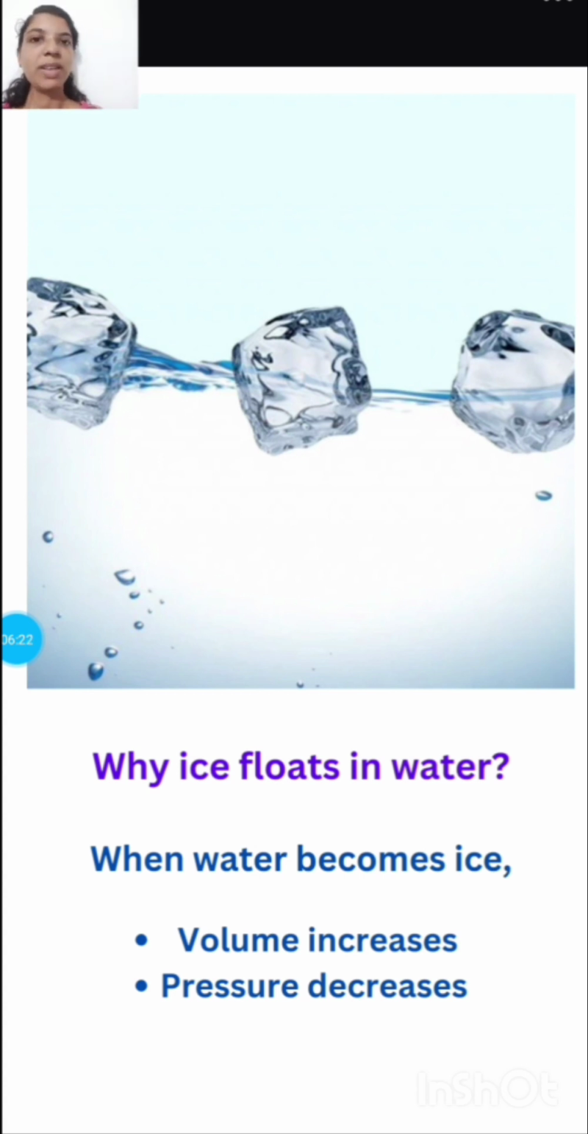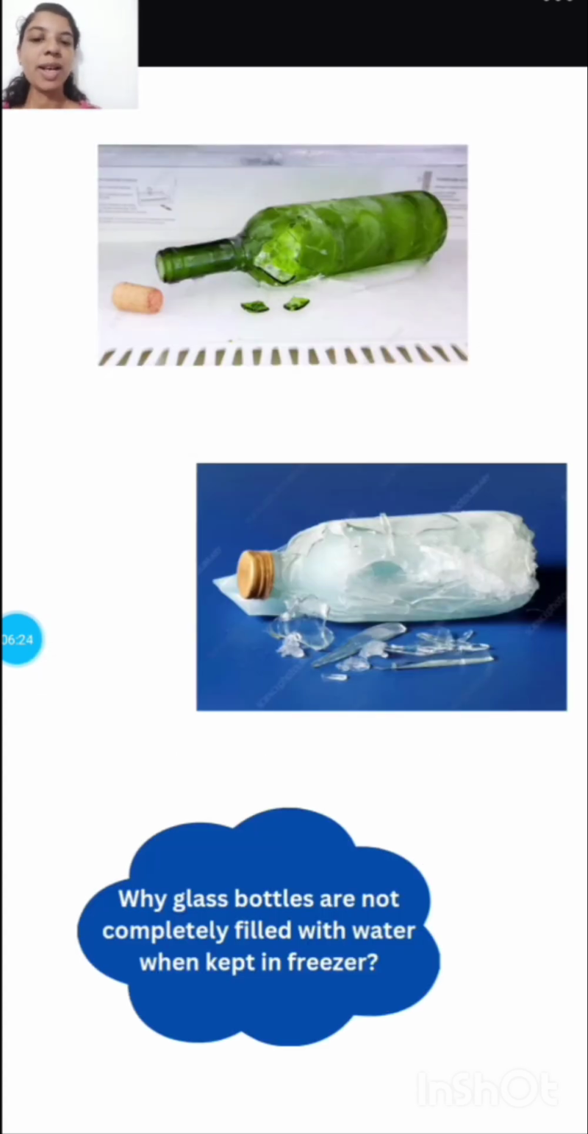Also, we do not completely fill glass bottles with water when kept in freezer. Why is this so? Yes, as already told, the volume of water increases when it becomes ice. So, if we completely fill the glass bottles with water, the volume of water increases while freezing and there is chances of breaking of the glass bottles.